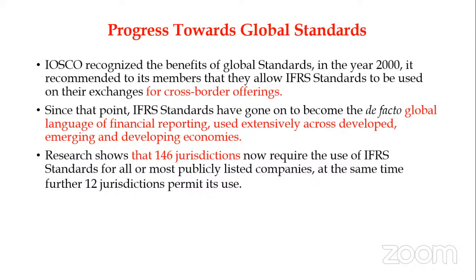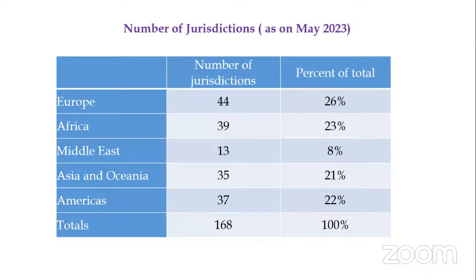Now there is a survey which is conducted by the IFRS Foundation itself. According to their survey, as of today, the statistics given here say 146 jurisdictions. 146 jurisdictions means 146 countries now require the use of IFRS standards for all or most publicly listed companies. At the same time, a further 12 jurisdictions permit its use. So this is the statistics which is available. I have slides for that.